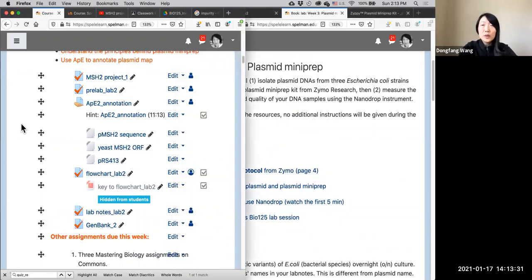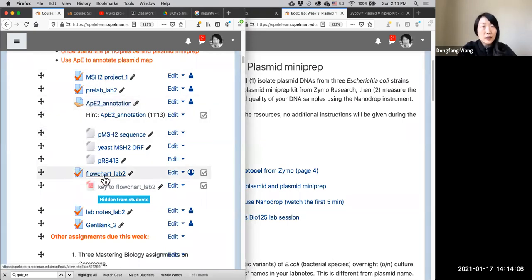First of all, we need to understand the theoretical basis behind this lab. The assignments associated with this objective are MSH2 Project 1, Pre-Lab 2, and also a bioinformatic assignment called APE2 annotation. These three assignments will help you understand why we need to isolate plasmid DNA from the 3 E. coli strains, and what the following steps are after we have achieved today's goal.